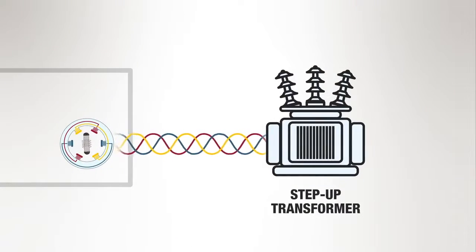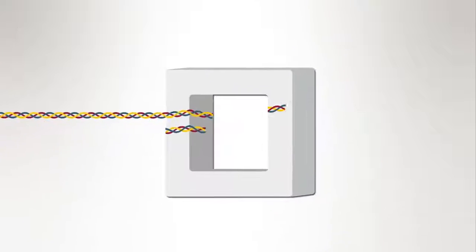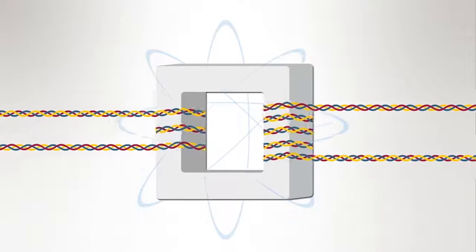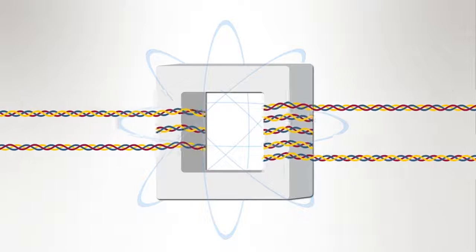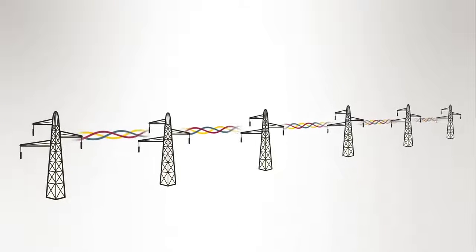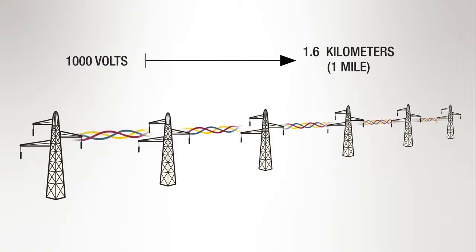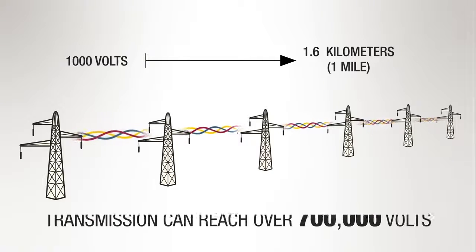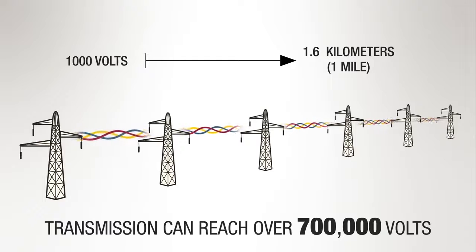A step-up transformer increases the voltage generated at the facility. The transformer relies on electromagnetic waves and added coils in the secondary side of the transformer to increase voltage. This increased voltage is necessary for transmitting power over long distances. A general rule of thumb is that 1,000 volts are required for each 1.6 kilometers or 1 mile of distance to move the power. Transmission voltages can reach over 700,000 volts.